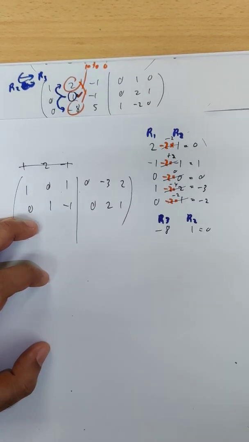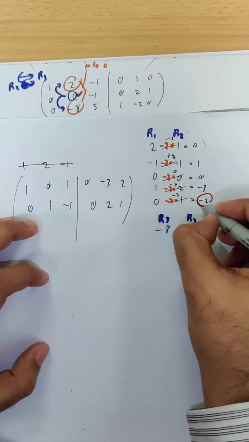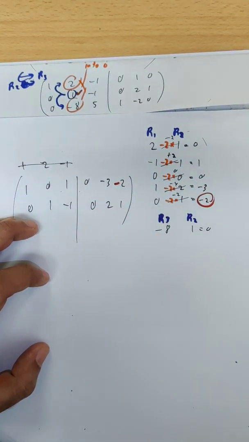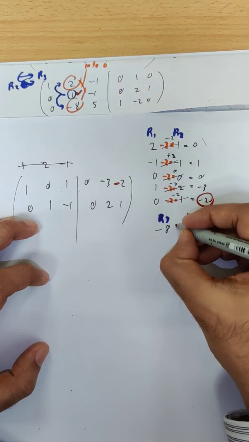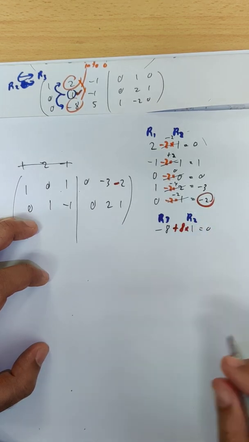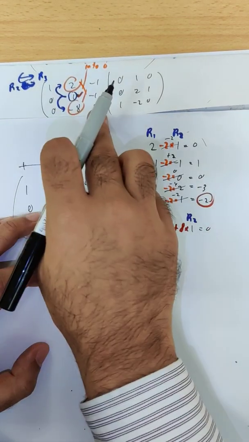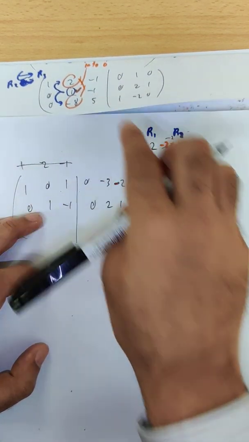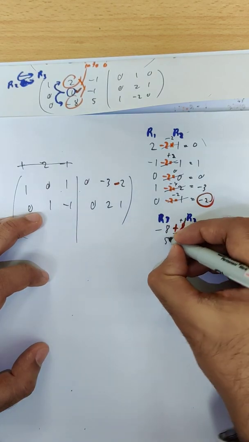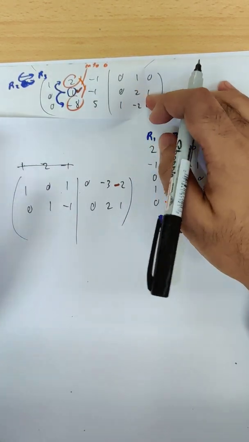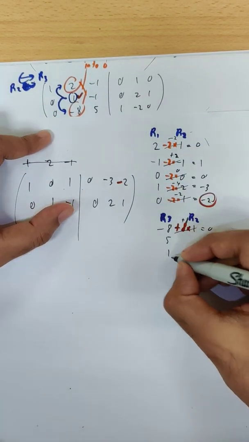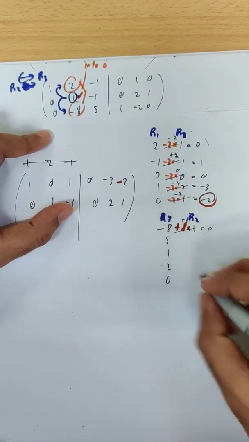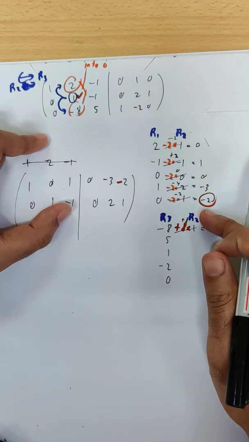Before I go further, let me fix one small mistake. This is negative 2, it should be negative there. Okay, sorry about that. So negative 8 and 1, how do I interact for me to get 0? I plus 8 times here. So what's the rest of the numbers? Negative 8 plus 8 is 0. What's the rest of the numbers from row 3? It's 5, 1, negative 2, 0. What's the rest of the numbers from row 2?